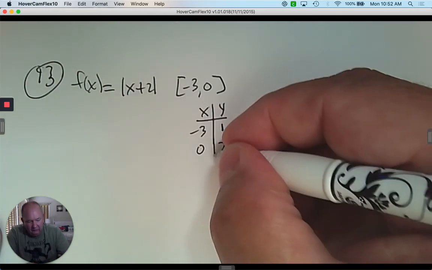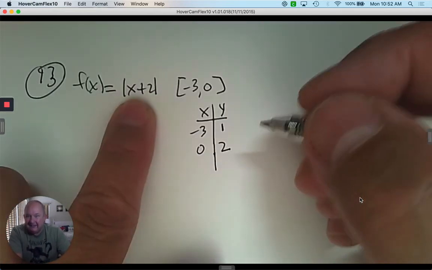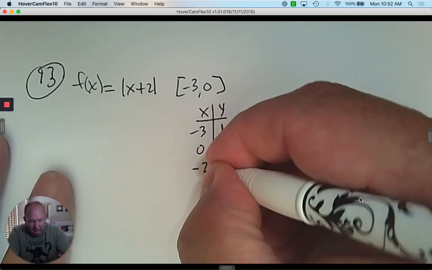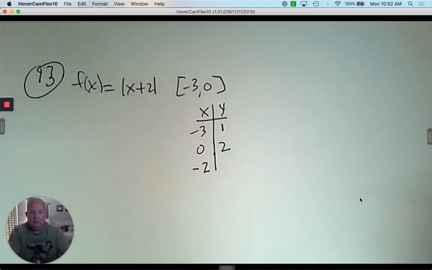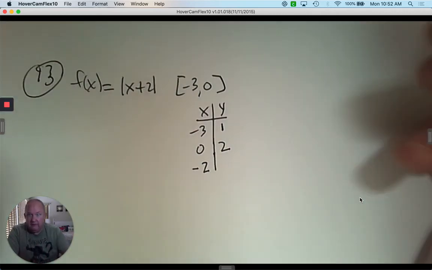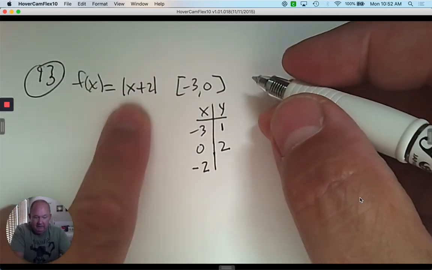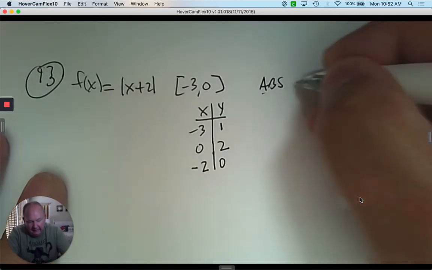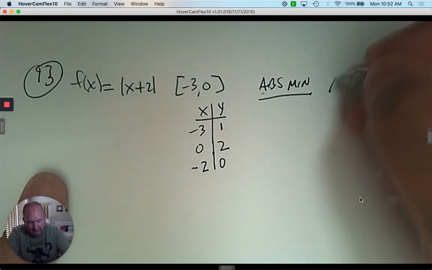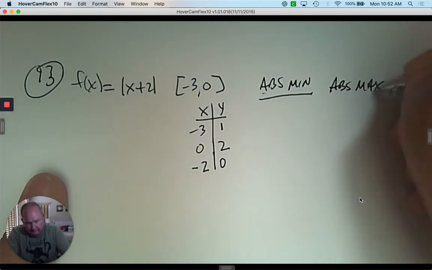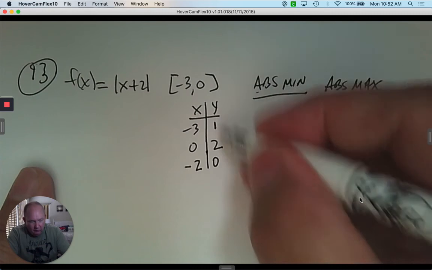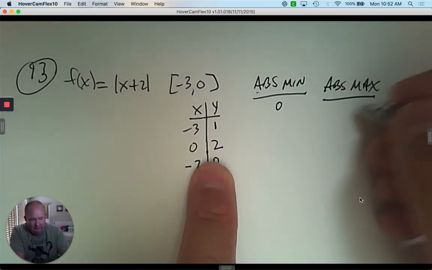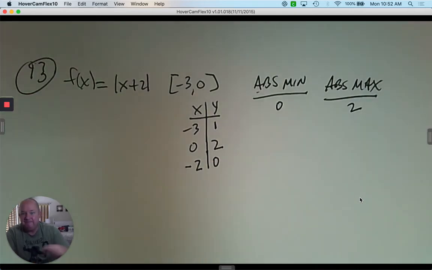I also need to know where the critical values are. We already did this one, so go back a few questions. Where are the critical numbers here? At -2 was the only one because there's a sharp corner or cusp where the derivative was undefined. So if I plug in -2 here, I get the answer 0. So now the question is, what is the absolute minimum and what's the absolute maximum? If I look at the y coordinates here, the absolute minimum is 0, the absolute maximum is 2, and it's done.